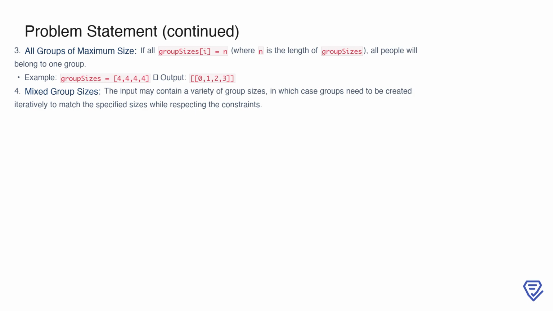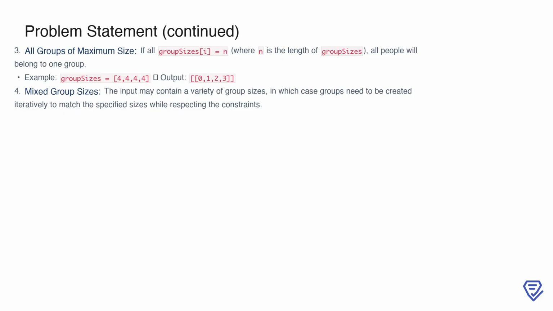First, if the input consists of just one element, such as groupSizes equals [1], the output will simply be [[0]], since there is only one person who forms their own group. Another edge case is when all group sizes are 1, as we saw earlier. In this case, each person forms their own group individually. On the other hand, if all group sizes are equal to the length of the array, such as groupSizes equals [4,4,4,4], everyone belongs to one large group, resulting in the output [[0,1,2,3]].